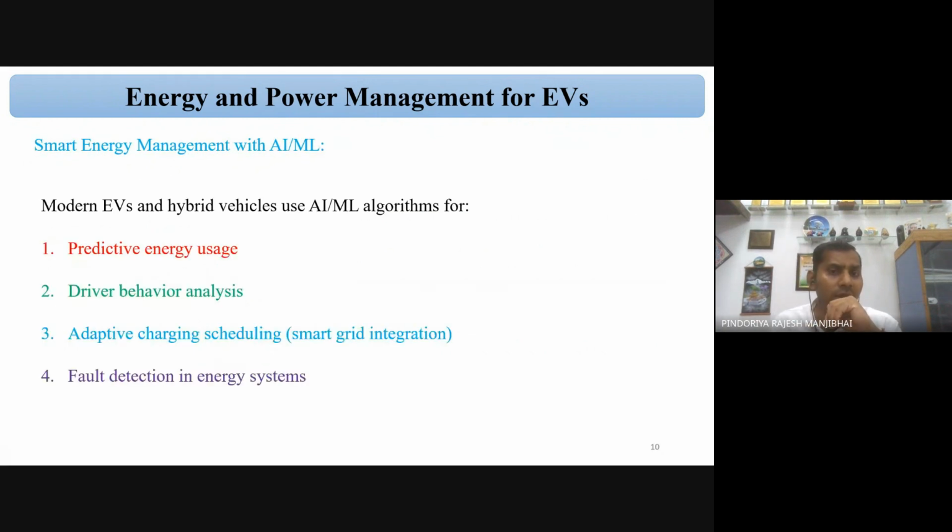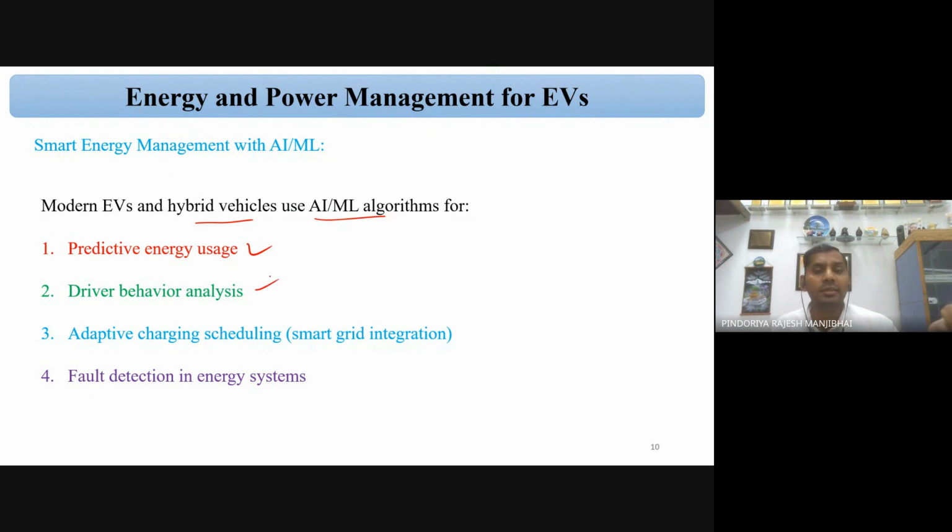Smart energy management with AI and machine learning. Nowadays this is a hot topic. So we have to use artificial intelligence techniques, or machine learning, so we can get the maximum efficiency. Modern electric vehicles and hybrid vehicles use AI and machine learning algorithms for predictive energy use. So we can predict the energy use: in the next 30 minutes, how much energy will be used? Maybe in the next 1 hour, how much energy will be used?